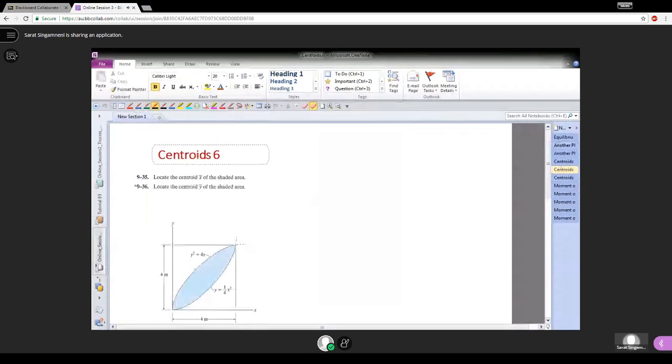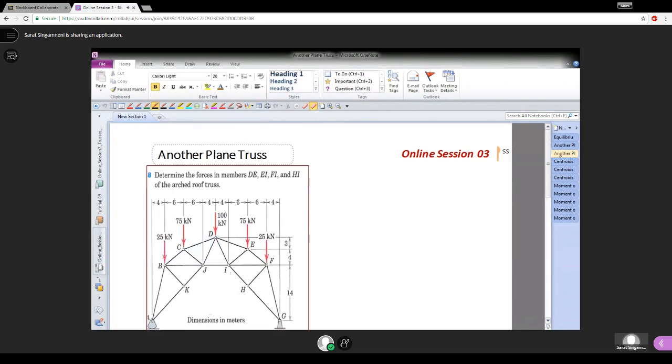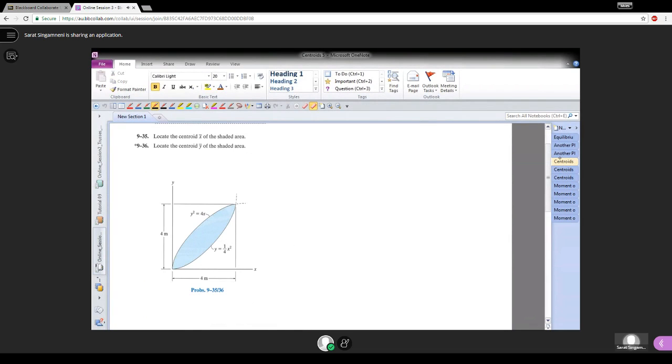In the last online session, if you remember, I solved up to that problem, but I stopped it there. So I will continue doing that now. This is a typical problem for solving the centroids. Carefully follow this and see what I'm doing. Locate the x bar and y bar of the centroid of the shaded area.